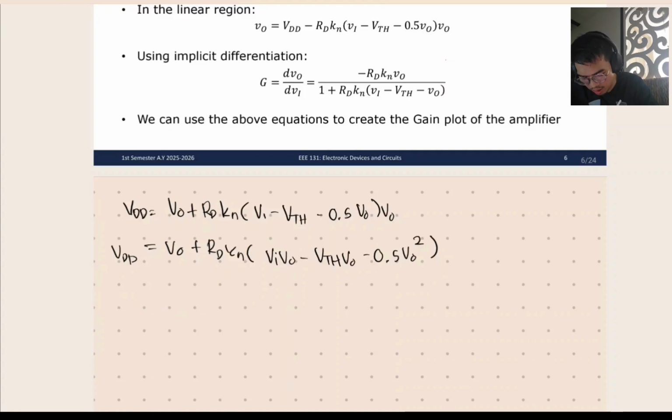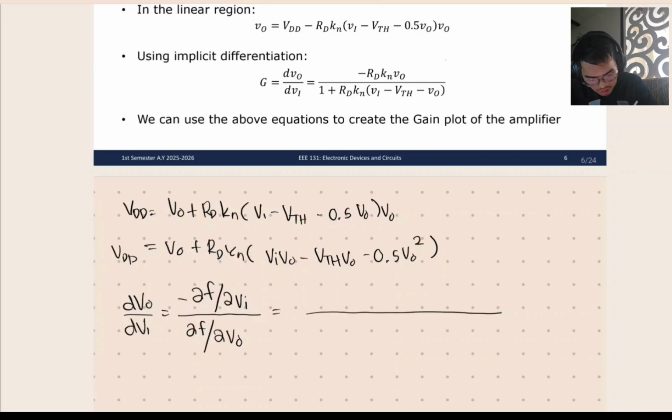And then remember, I mentioned earlier to get the dy over dx, in order for us to get the derivative of VO with respect to Vi, we just have to get the partial derivative of this function with respect to Vi, and then the partial derivative of that function with respect to VO. So let's take the partial derivative of this with respect to Vi.